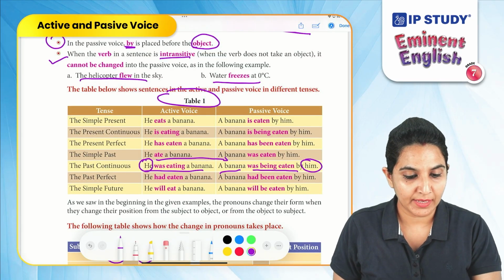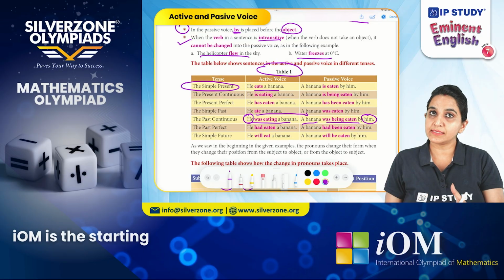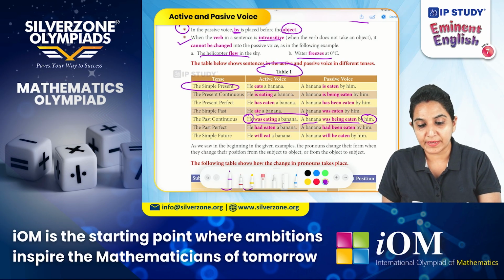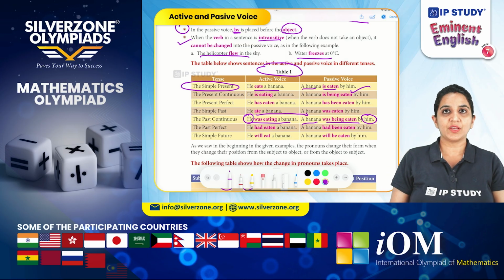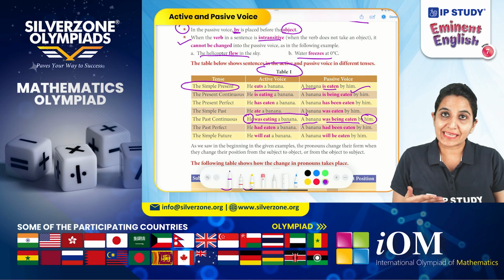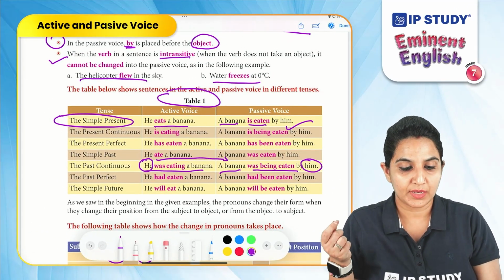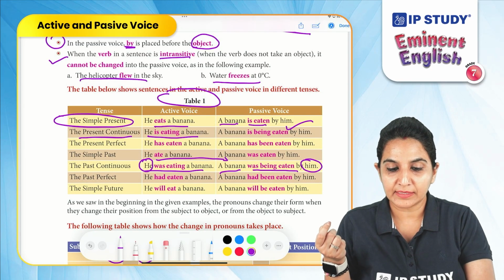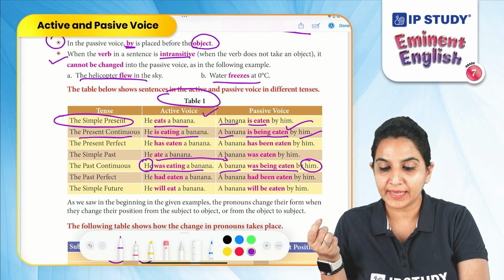For example, in the simple present tense, he eats a banana. This is an active voice. When we change it into a passive voice, a banana is eaten by him. So first we used eats, and now in the passive voice we use is eaten. The present continuous tense, he is eating a banana in the active voice, and in the passive voice, a banana is being eaten by him.